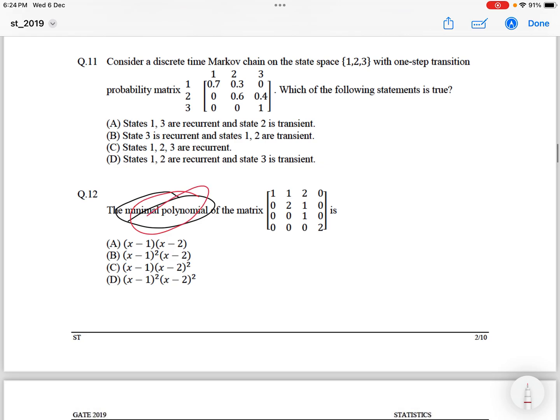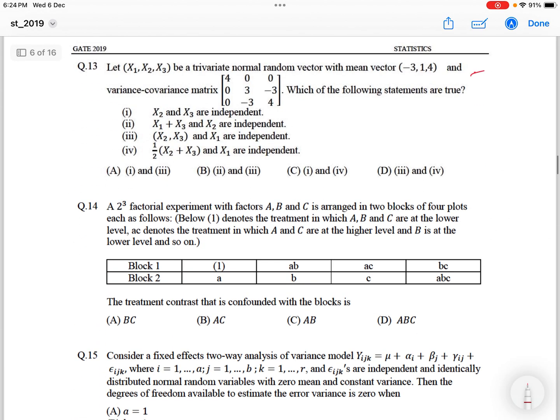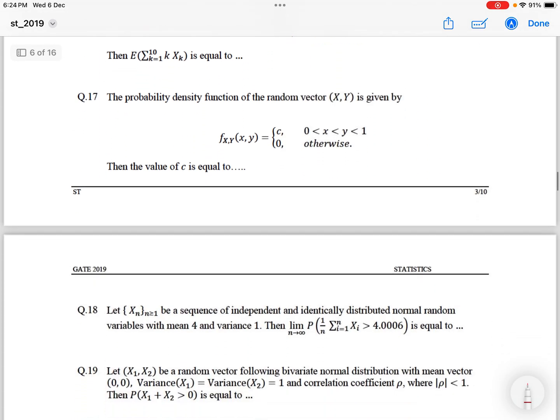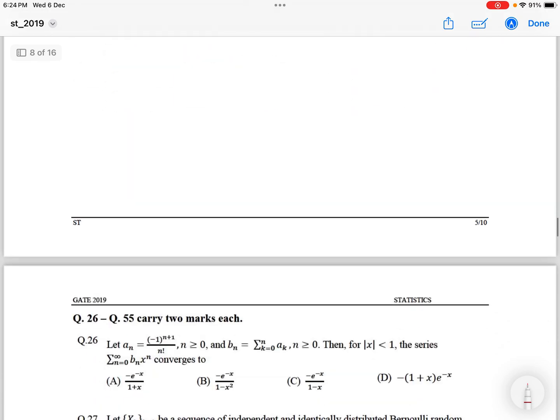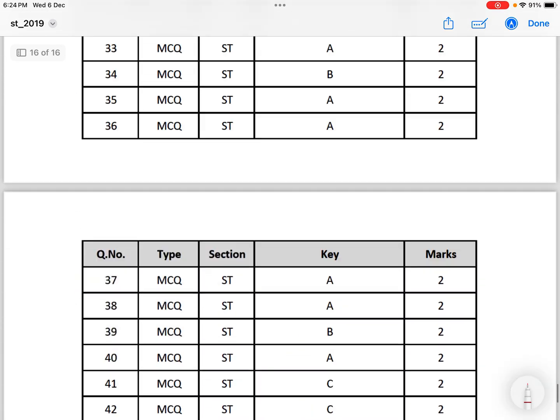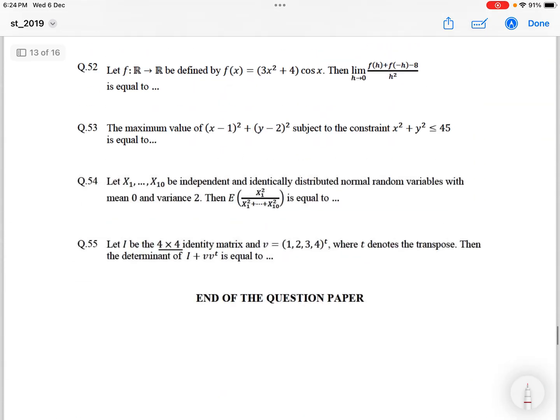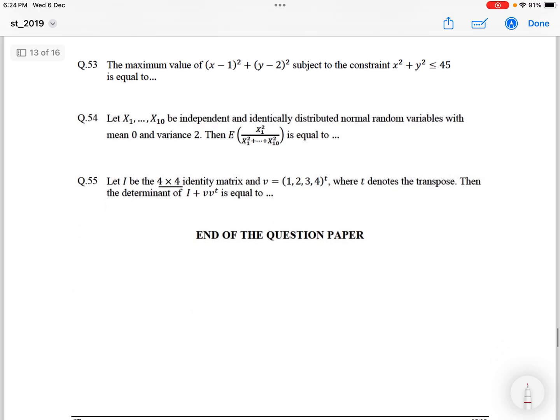And this is minimal polynomial. These are not in the DS AI syllabus, and this is not a matrix question. This is a probability question. Okay, let me just jump directly onto the last question, that is question number 55.